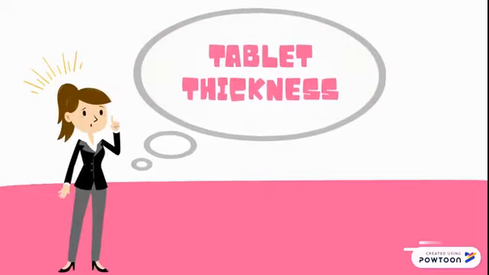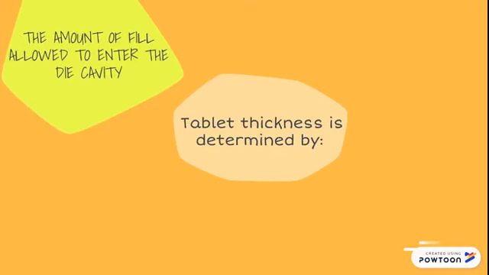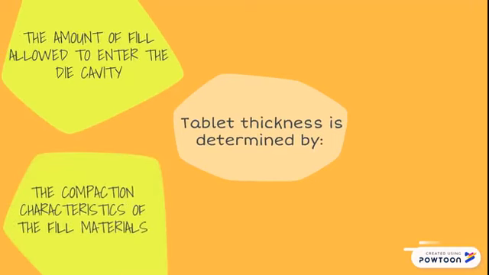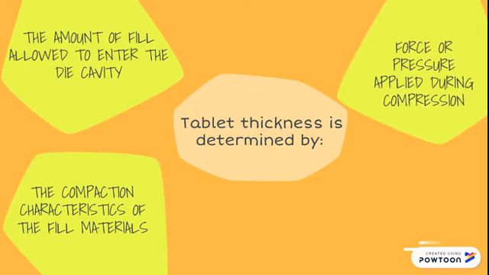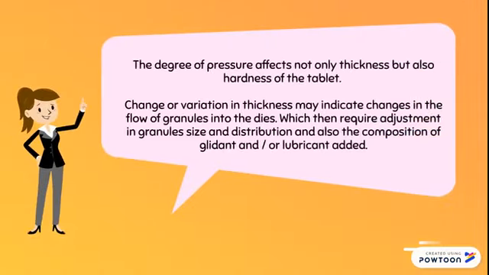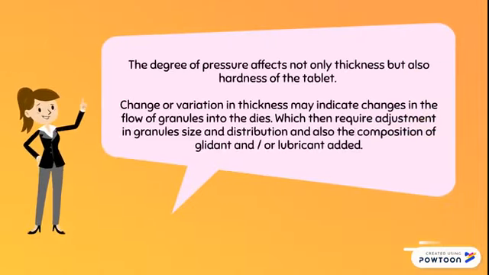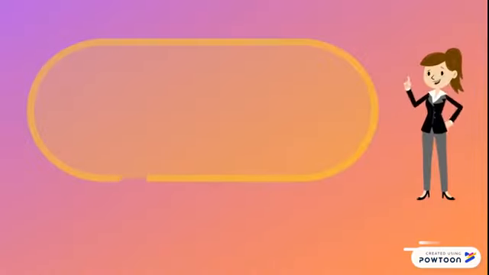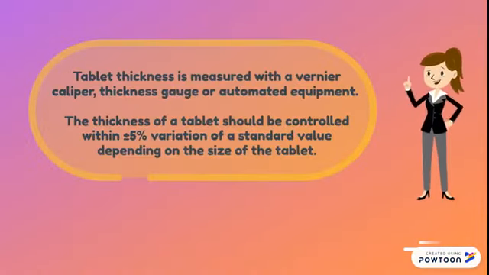Tablet thickness. Tablet thickness is determined by the amount of fill allowed to enter the die cavity, the compaction characteristics of the fill materials, the force or pressure applied during compression, and the diameter of the fill. The degree of pressure affects not only thickness but also hardness of the tablet. Change or variation in the thickness may indicate changes in the flow of granules. Tablet thickness is measured by using a vernier caliper. The thickness of the tablet should be controlled within ±5% variation of a standard value.